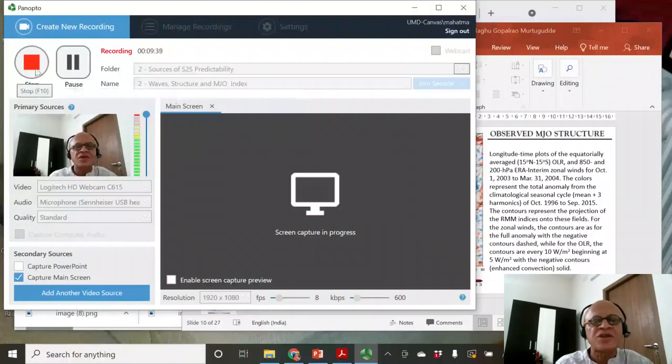Let's stop here and come back and look at the observed MJO structure in the next podcast. So the RMM index is the square root of RMM1 squared plus RMM2 squared, where RMM1 and 2 are these EOFs of OLR, 850 hectopascal winds, and 200 hectopascal winds. Okay, this is the most commonly used MJO index to track MJOs and to track forecasts, forecast skills, etc.